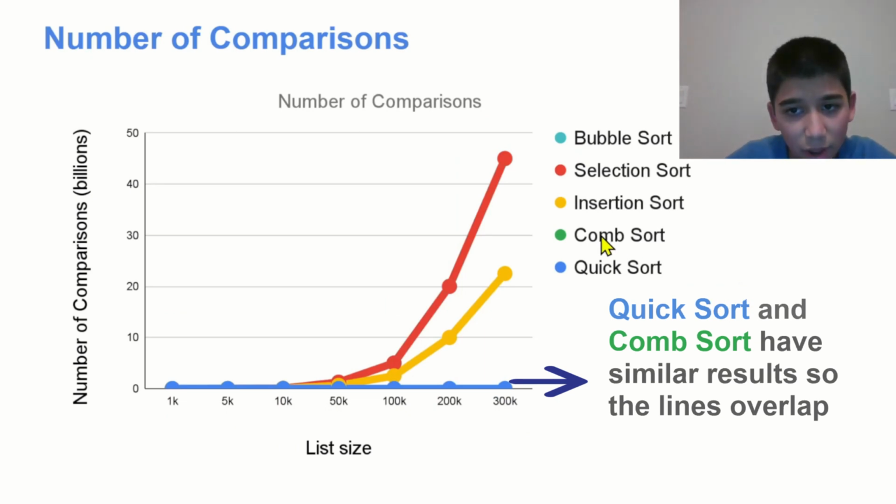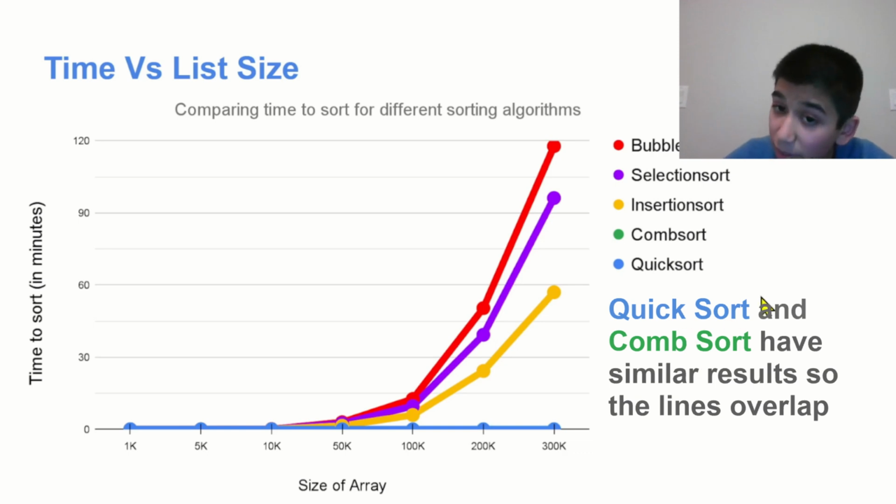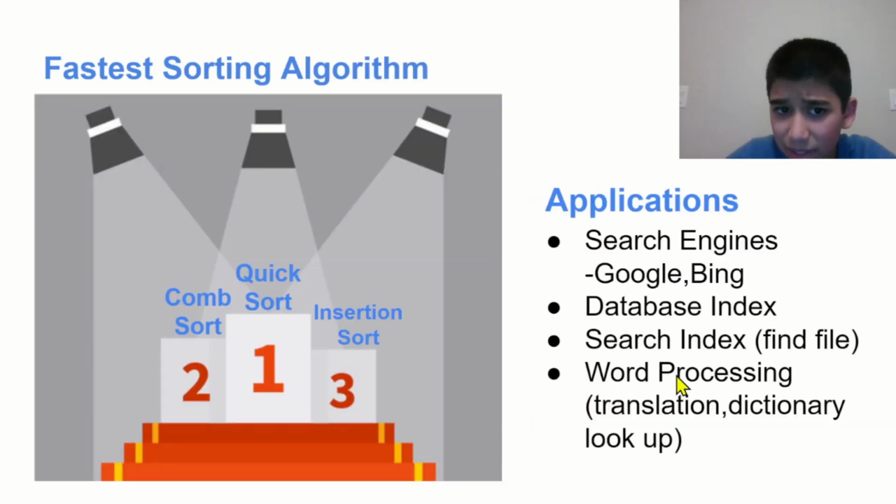And if you put this on a line graph, bubble sort and selection sort were similar. Insertion sort was low, but not quite low enough. And comb sort and quicksort were at the bottom of the chart. If you compare this in the list sizes like before, by time this time, you find that bubble sort took about 2 hours, selection sort a little over an hour and a half, insertion sort took about an hour, and comb sort and quicksort took under a minute. This shows that quicksort was the fastest, comb sort was the second fastest, and insertion sort was the third fastest. This is applied and used in search engines like Google, Bing, in database indexing, and search indexing.